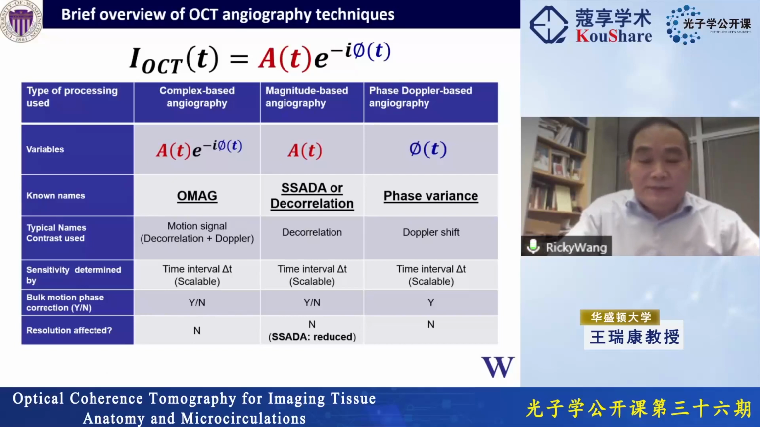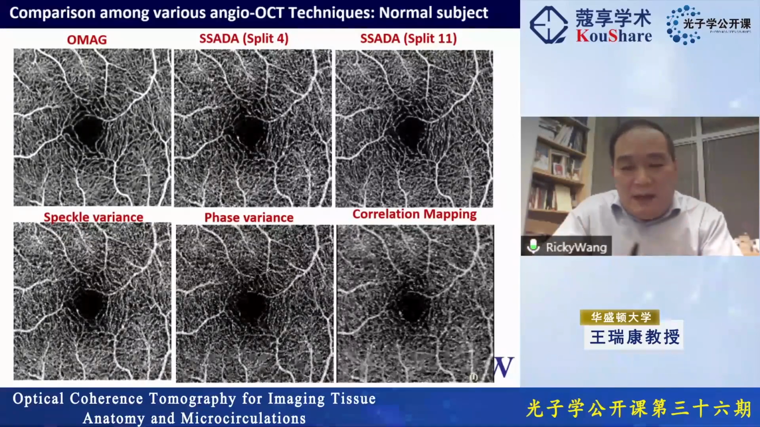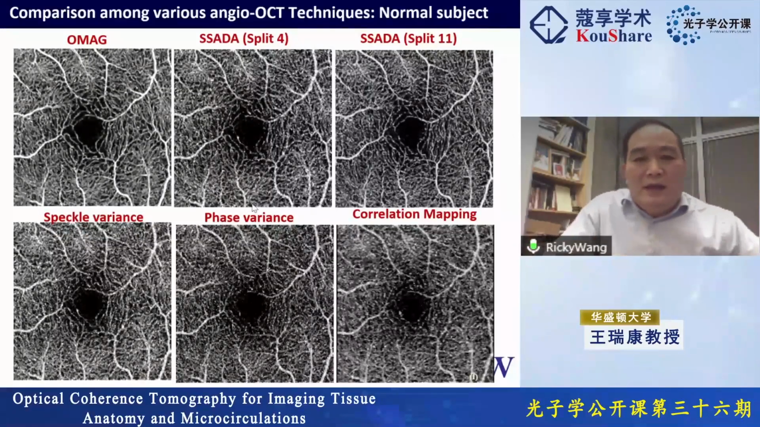Okay, and this is the example of the comparison between different approaches. So either you use the complex function or amplitude or phase. And so in this example, we can see that if you use the complex function or OMAG, it really gives you much better signal quality, right? Or signal to noise ratio.